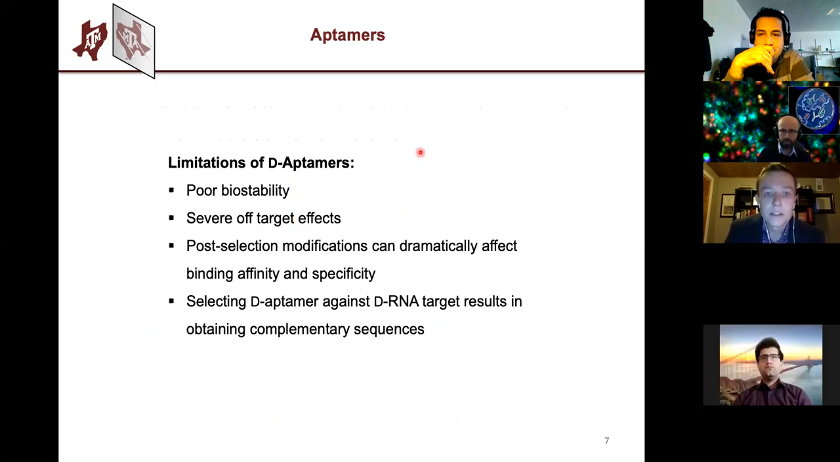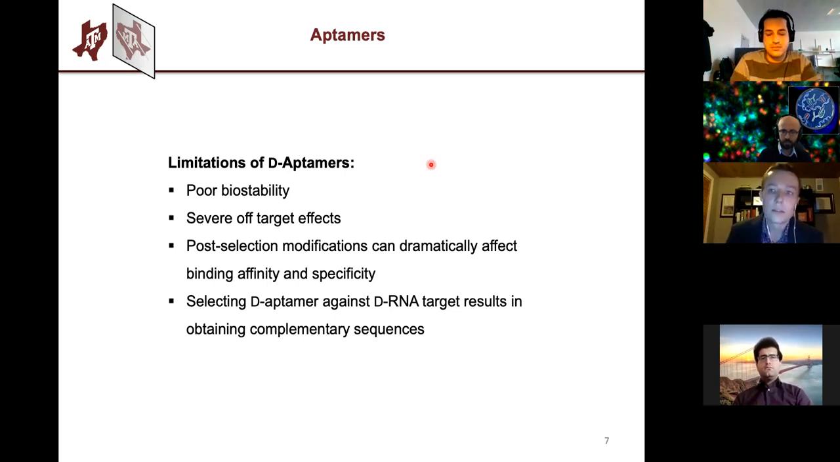So some of the limitations of D-aptamers are, like Antonio mentioned at the beginning, their poor biostability. They have a lot of off-target effects since they can hybridize with any endogenous nucleic acids, of which there are obviously a lot, especially in the nucleus.